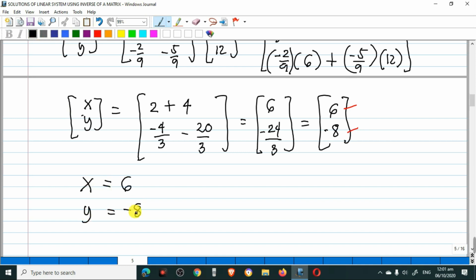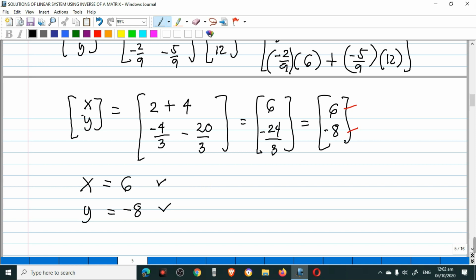This is the solution using the inverse of a matrix in solving for the linear system. These are the two unknowns, the values of x and y. A linear system, two equations, two unknowns. So this is the value of our x and y. So hopefully this is clear in solving for the values of x and y using our inverse of a matrix. Next, let us use this on our 3 equations in 3 unknowns.